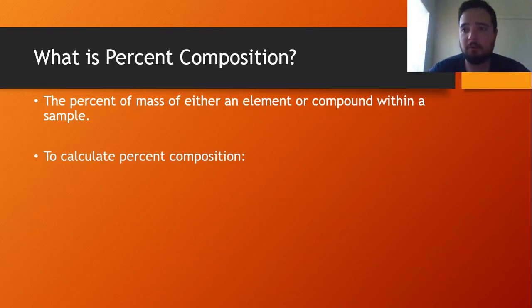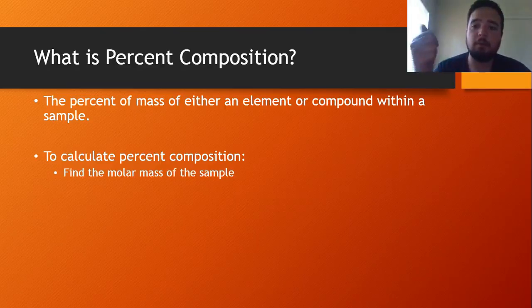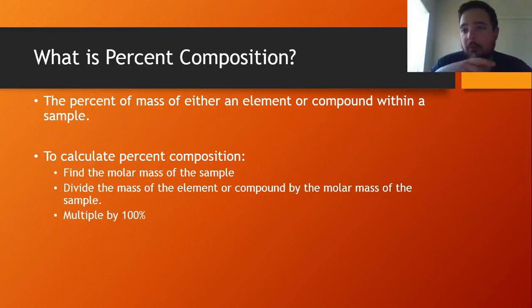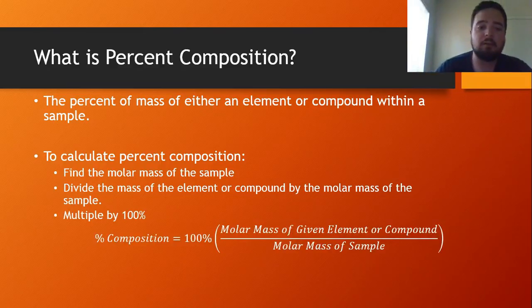To calculate percent composition, you have to find the molar mass of the sample, and then divide the mass of the element or compound by the molar mass of that sample. Then you multiply by 100% to get that percent unit. So percent composition is equivalent to 100% times the molar mass of whatever element or compound you're trying to identify the percent composition of, divided by the molar mass of the entire sample that you have.